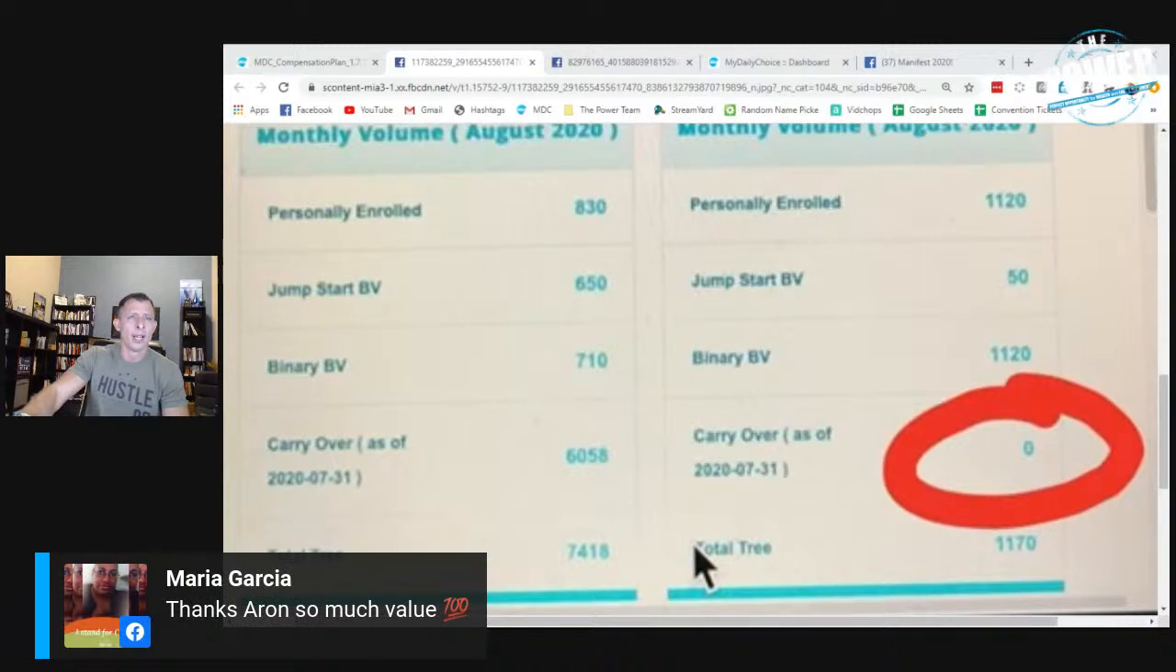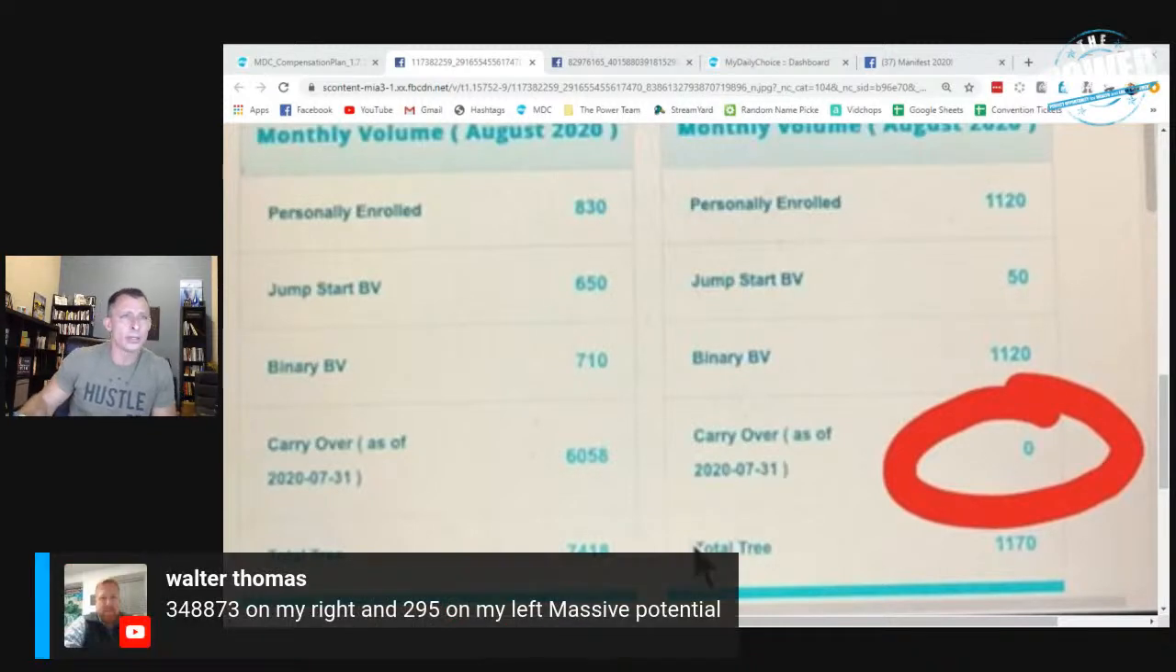Awesome. Let's see here. Just checking to see. Walter has 348,000 on his right leg. So Walter, brother, talk about getting excited. You may not sleep tonight. Take that number, 348,000 times 15%. How much is that? That's how much you have sitting in your back office right now waiting for you to get paid on. This is carryover, by the way. This is his carryover volume.